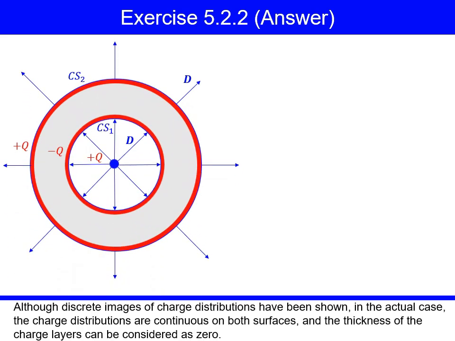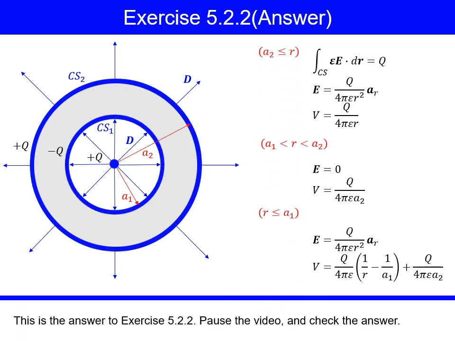Although discrete images of charge distributions have been shown, in the actual case, the charge distributions are continuous on both surfaces, and the thickness of the charge layers can be considered as 0. This is the answer to exercise 5.2.2. Pause the video, and check the answer.